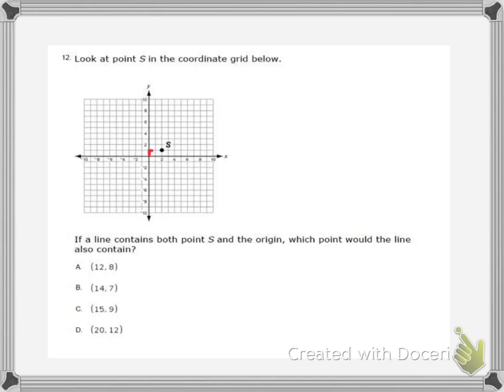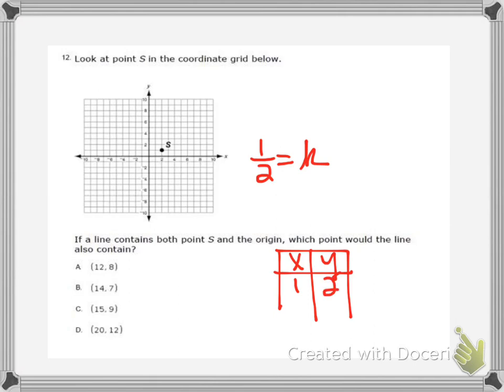It's going to be up 1 over 2, up 1 over 2, up 1 over 2. Let's see if that will help us. Maybe there's another way to do it. Let's see. 1/2 is K. I don't know if that's going to help us or not. If I put this in a table, I get 1 and 2. Those all seem to be backwards. Rise 1 over 2.